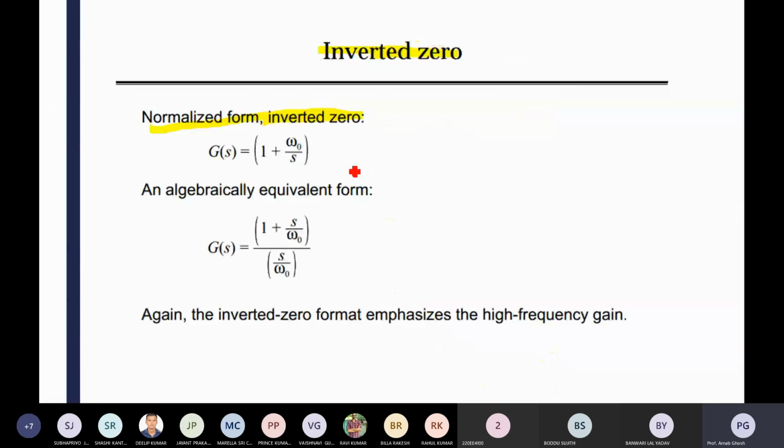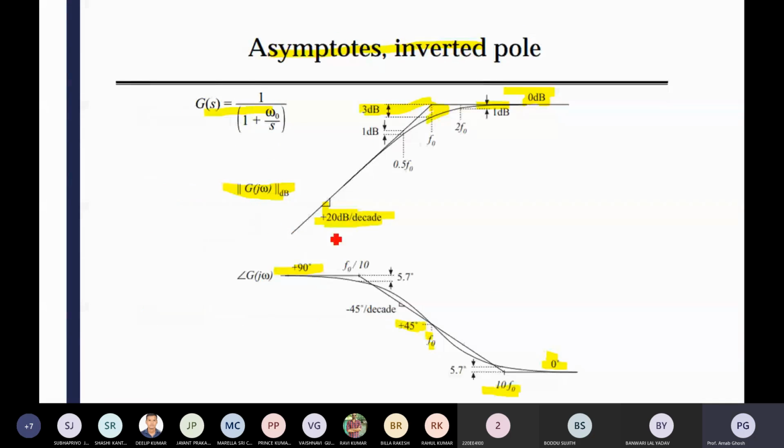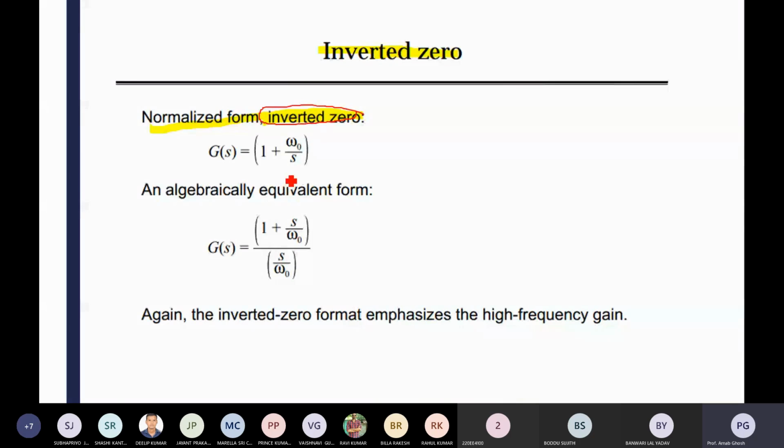Now you are checking the inverted zero. Okay, for the inverted pole, the first 0 value is coming. For the zero, these two are maintained as 0, then it will be adding at that point. Adding is minus 20 per decade and it is coming 0. Same thing at f0, plus 45 degrees, then it is coming 0. Now we are going for the inverted zero. The calculation will be in that way.